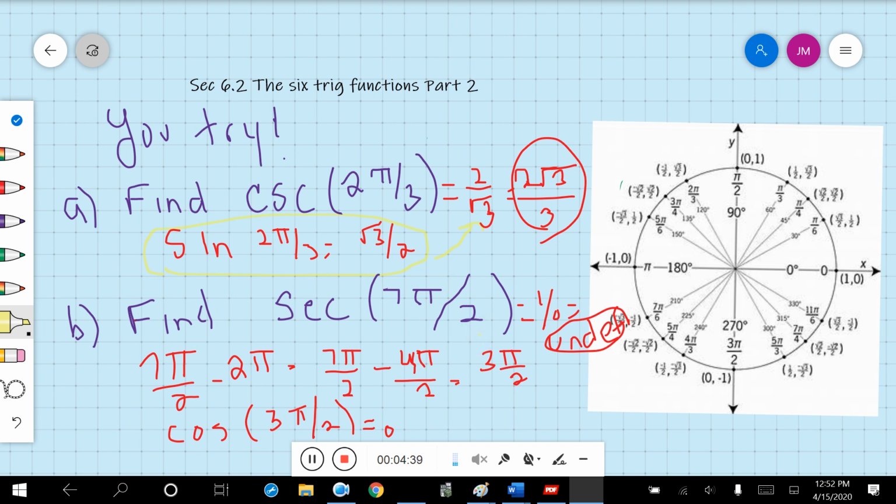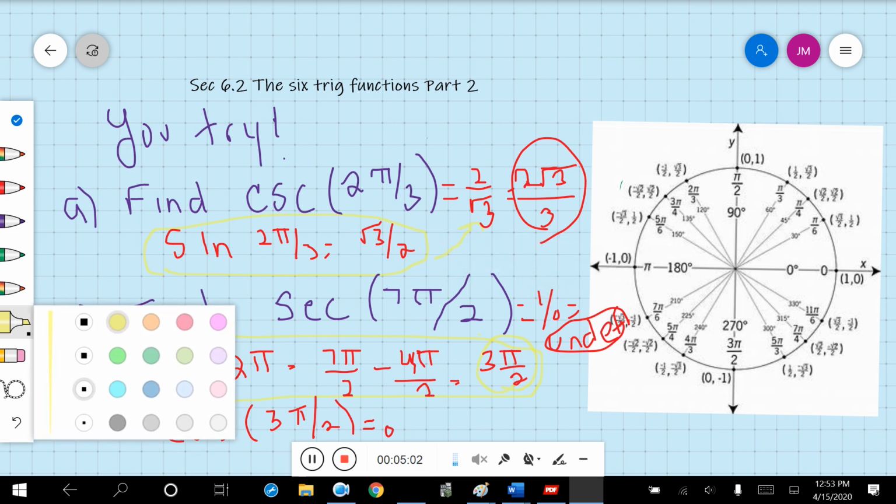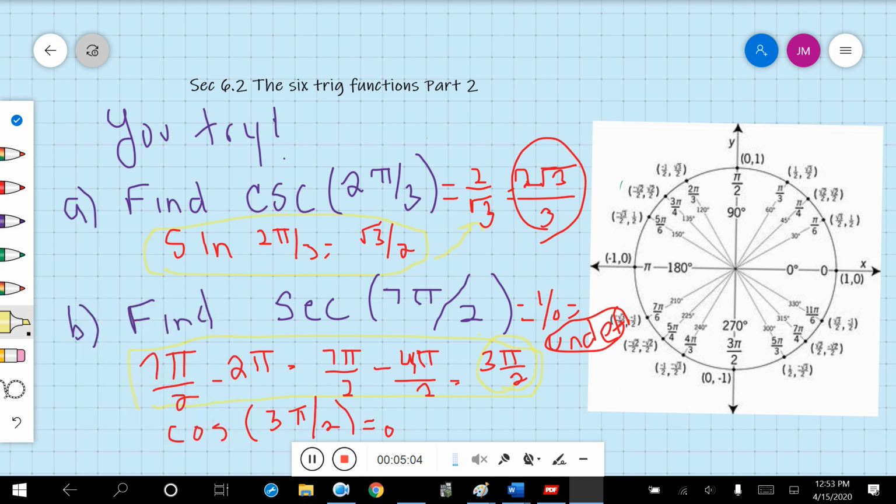To find the secant of 7 pi over 2, 7 pi over 2 is not on our unit circle, so I have to subtract 2 pi from it. If I subtract 2 pi from it, I get 3 pi over 2. So to find the secant, I locate the cosine. The cosine of 3 pi over 2 is 0. I try to reciprocate 0, and I'm unable to do that. So therefore, it is undefined.